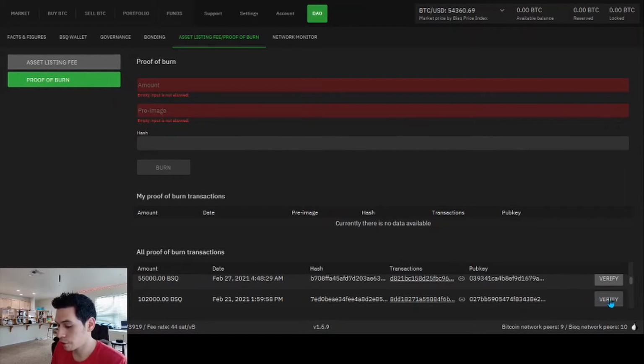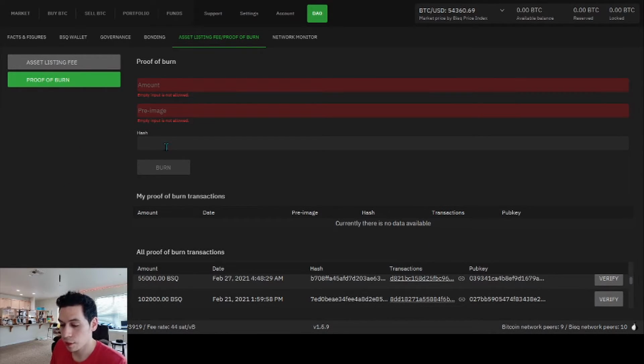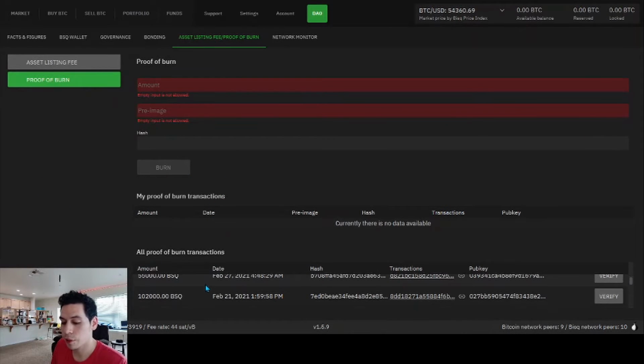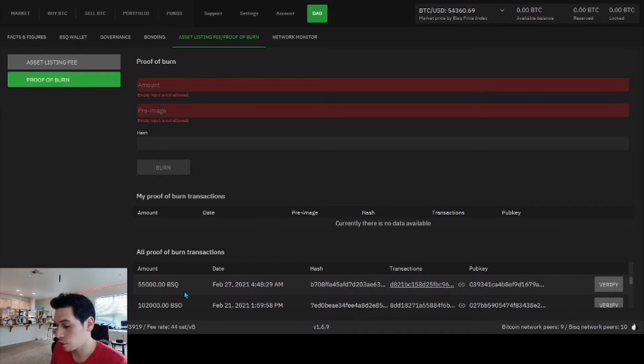And you can go and verify this if the Burning Man were to say, hey, here is my signature to prove that I went and burned these BSQ. So what you do is click verify. You take his signed message, paste it in there, and then verify it to see if that was actually him. And this is a way we can verify that the Burning Man is indeed burning BSQ. Anybody can go and burn BSQ.